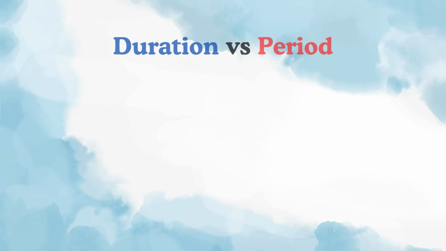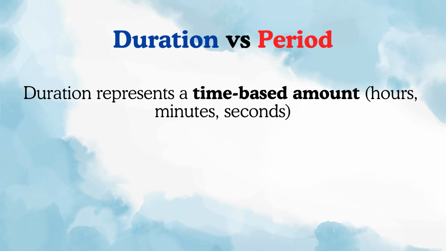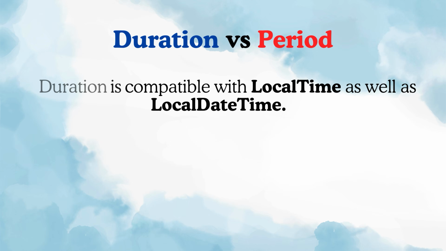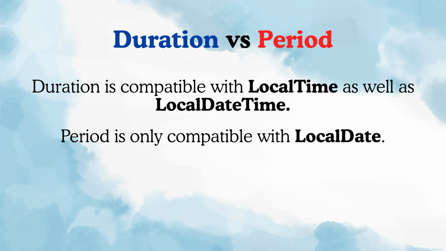Now there are two more important classes in this package, Duration and Period. Duration represents a time-based amount, whereas Period represents a date-based amount. Duration is compatible with LocalTime as well as LocalDateTime, whereas Period is only compatible with LocalDate. All right, let's see it in practical.